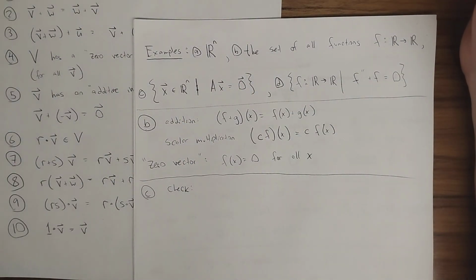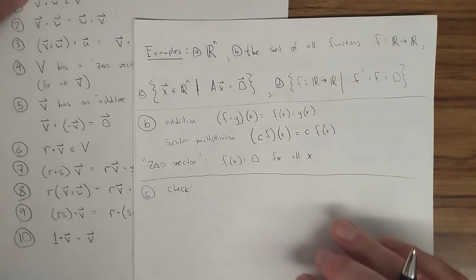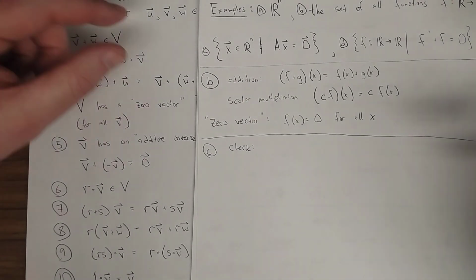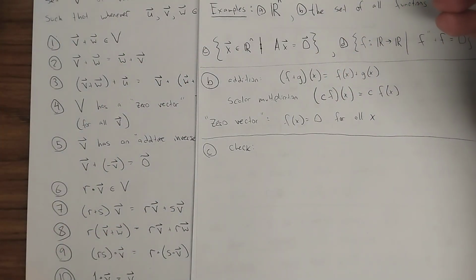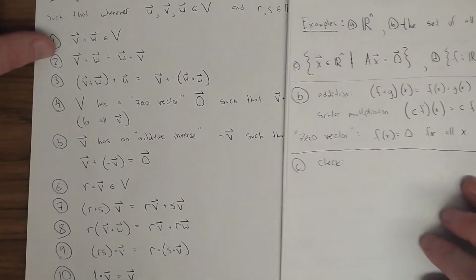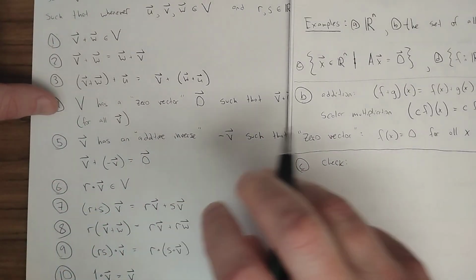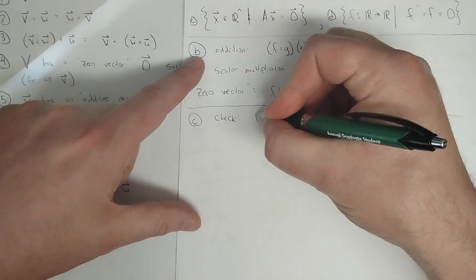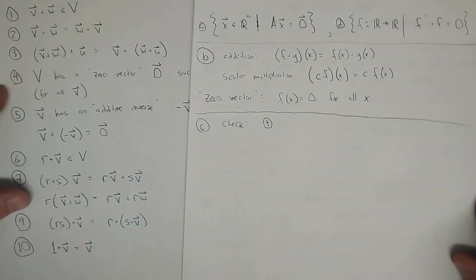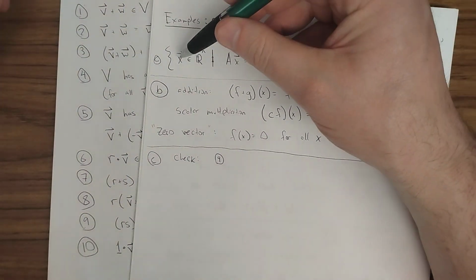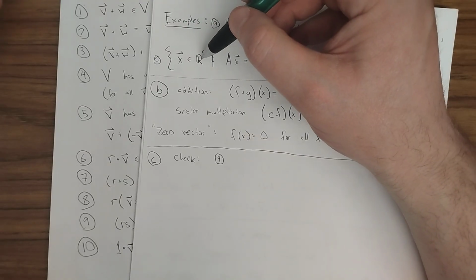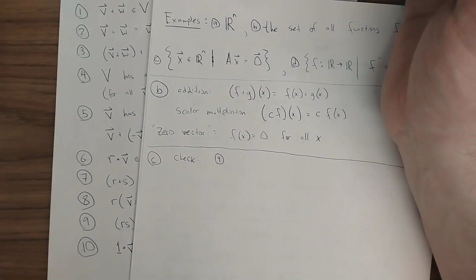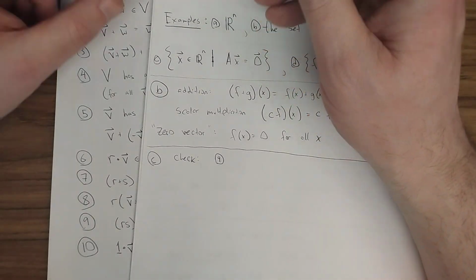Like I said, I don't want to check all 10 properties for all of these, but let's check a couple of properties. Let's check that this vector space has the zero vector. This is like property 4. Well, we are talking about n-dimensional space, so the zero vector is just what the zero vector normally is. It's the vector that has n zeros.